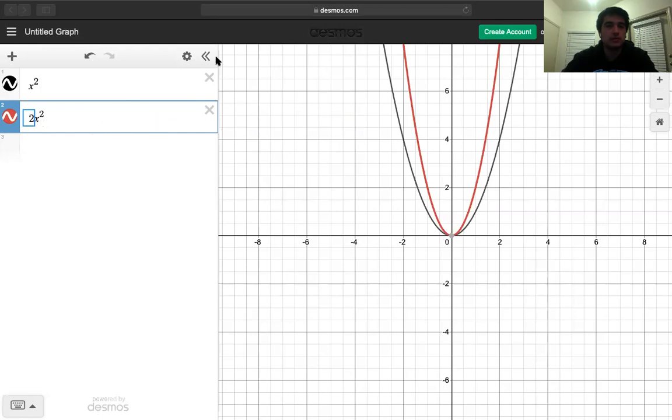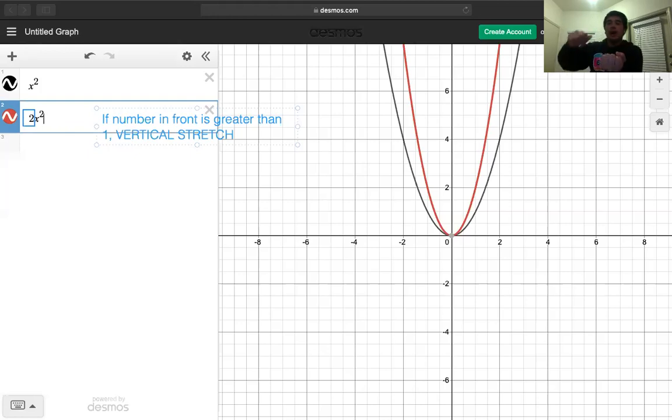this is gonna be kind of long. Let me kind of move it over here. So if the number in front is greater than 1, it is a vertical stretch, okay? That is the key. Let me make that bigger. It is a vertical stretch, okay? So again, that means we're taking the bottom of the parabola and the top and we're stretching it. We're making it skinnier, okay? So if the number in front is greater than 1, then it's a vertical stretch, okay?